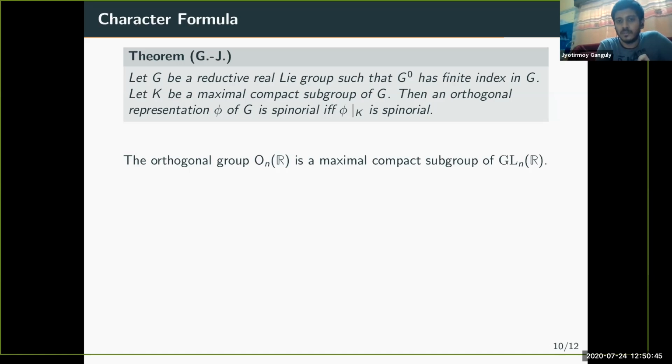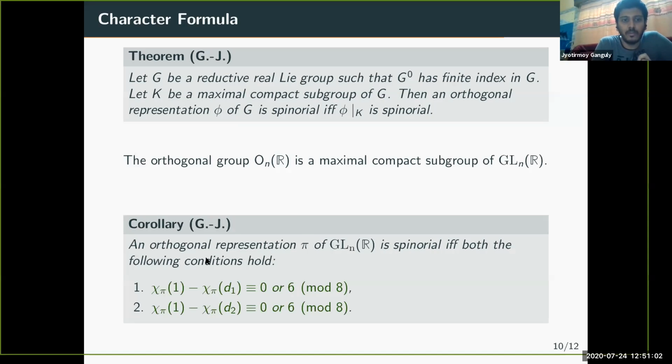the orthogonal group is the maximal compact subgroup in GLnR, and we have the criterion to detect the spinorial representations of ONR in terms of character values. So actually, this result follows. You take an orthogonal representation pi of GLnR. This is spinorial if and only if both the following conditions hold. The conditions just depend on the dimension and the character value at these diagonal matrices T1 and T2.